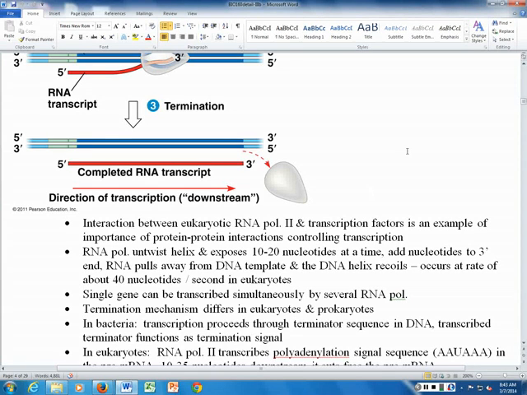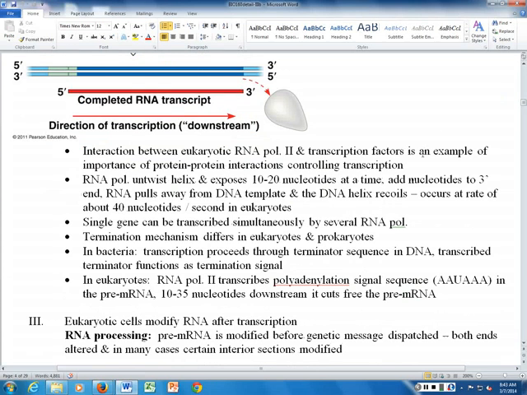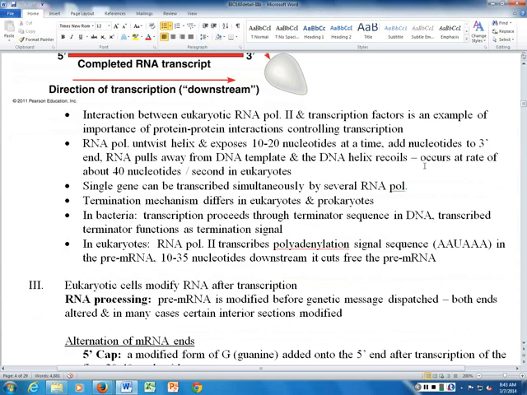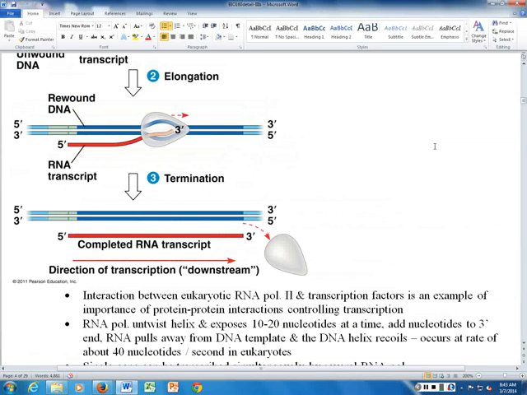So the RNA polymerase will untwist the helix and expose 10 to 20 nucleotides at a time. It only adds to the 3' end, and then the helix starts to recoil afterwards. In a eukaryote, it will occur at a rate of about 40 nucleotides per second. A single gene can actually be transcribed simultaneously by several RNA polymerases. So as this one is done here, you can have another one coming along right behind it. That way you can send out multiple copies of those instructions.